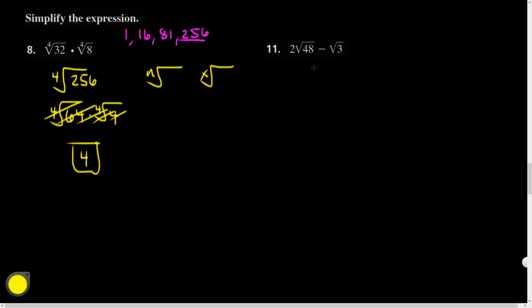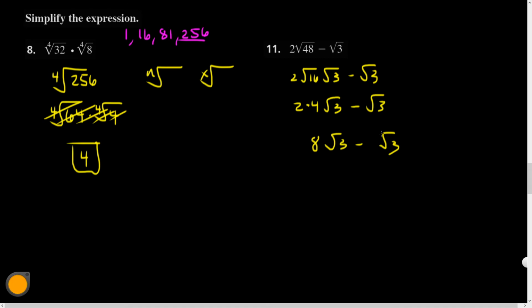Let's see. We could combine like radicals if they were like. Let's first try to simplify the square root of 48. Actually, I did that one already earlier. 16 is the largest perfect square that goes into it. Square root of 16 is 4. And 2 times 4 is 8. 8 rad 3 minus rad 3. Now, the coefficient, so to speak, on this one is 1. Those are like radicals. They have the same index and the same radicand. And so I can just subtract 8 and 1 and get 7 rad 3s.